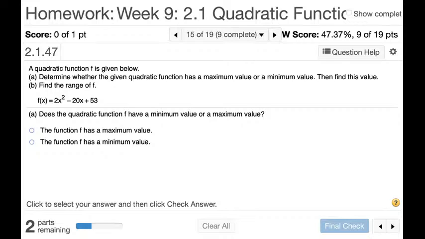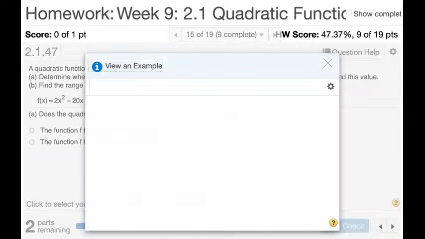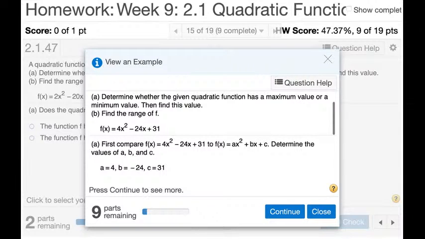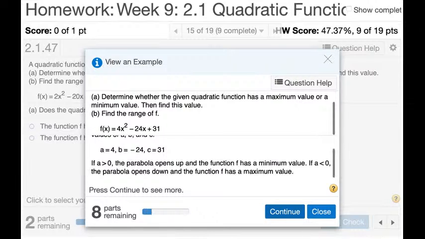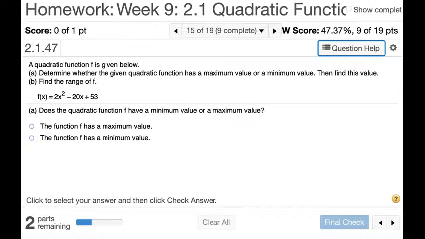Now, I'm just sharing with you what comes to my mind when I do this stuff. When you're working on your own, you could definitely make use of this question help. If you click on question help and click on view an example, it's the same question with different numbers, which is pretty much how you'll see it. And then it'll give you an explanation. Like, first compare this, determine the values of A, B, and C, and it'll walk you through. If you hit continue all the way, it'll give you all the details. It's included in our setup, right? But I'm just going off the cuff with what is in my mind, right?